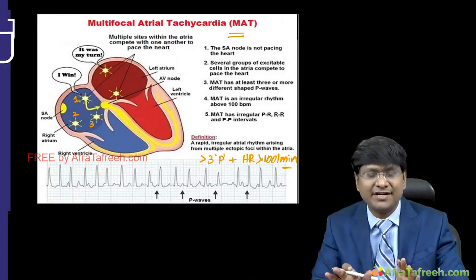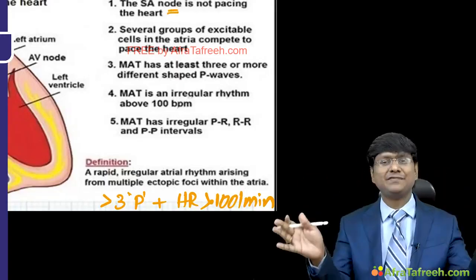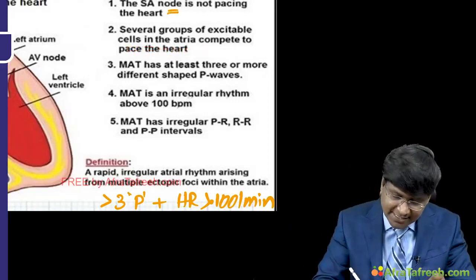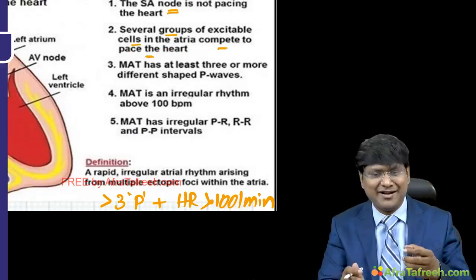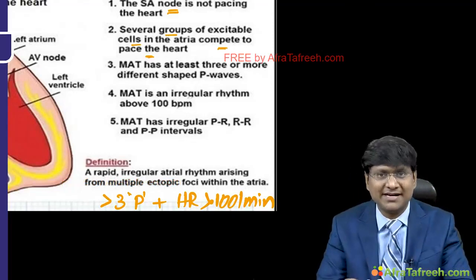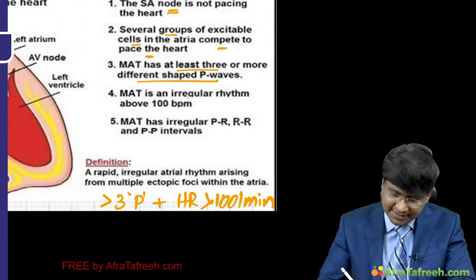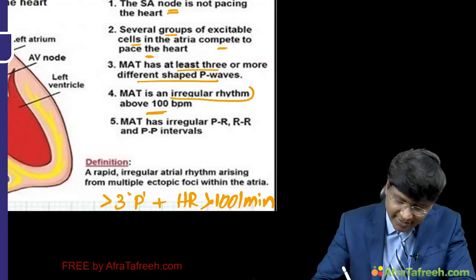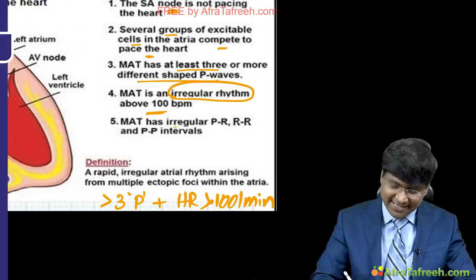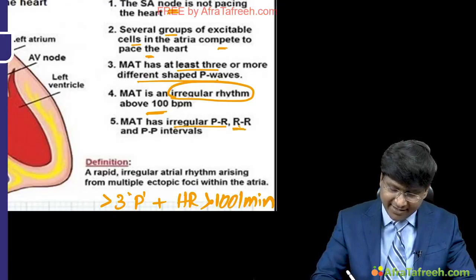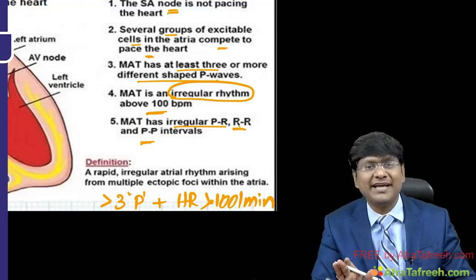And in these patients with multifocal atrial tachycardia, let me tell you here, the SA node is not pacing. It is different parts of the atria which are pacing here. Second point, several groups of excitable cells in the atria compete to pace the heart. And whichever is quickest will take over the entire rhythm of the heart. And MAT has at least 3 or more different shaped P waves. That is what we have discussed. And it is the one with irregular rhythm and heart rate above 100 beats per minute. And lastly, these patients with MAT will have irregular PR, irregular RR and irregular PP intervals. That is what you will observe in patients with multifocal atrial tachycardia.